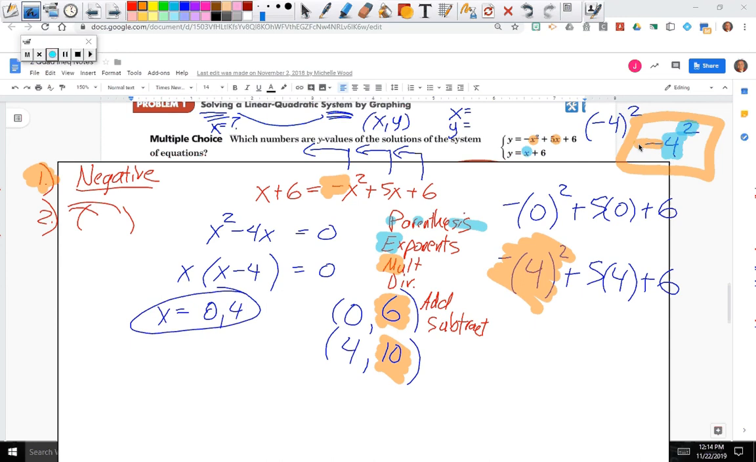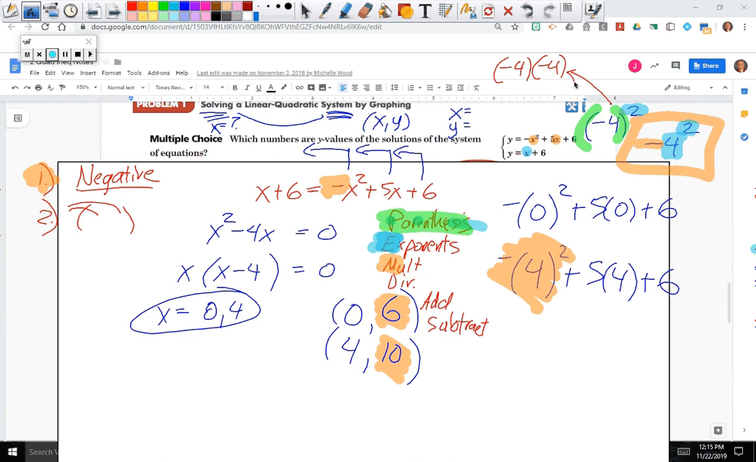Okay? But if we did it this way, with parentheses, parentheses are done first, and then the exponent. So this -4 squared is really this. And a negative times a negative is a positive. That is a common mistake. That is a big, big common mistake.